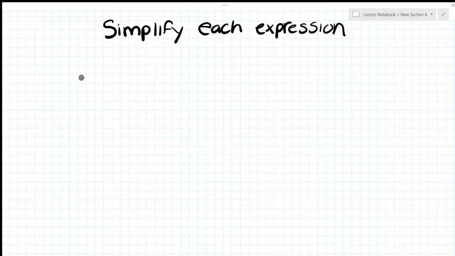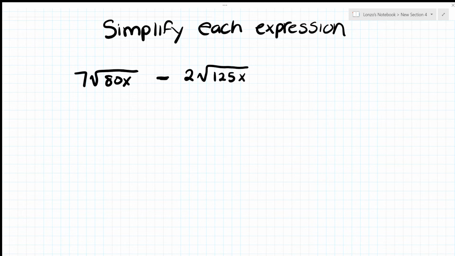So we have 7 square root of 80x, and the x is inside the radicand, minus 2 square root of 125x. They can't be combined because they're different, but they can be simplified. So let's start with the 80. Two numbers that give you 80 would be 4 and 20. 20 simplifies as 5 and 4. The prime number is 5, right? And then you're left with, I'm going to box the 4 and the 4.